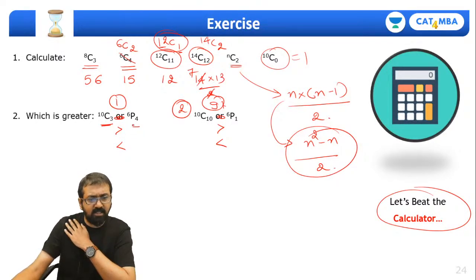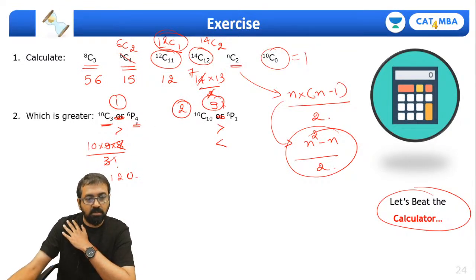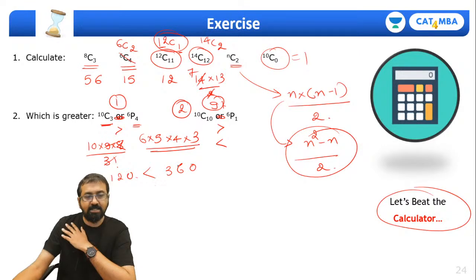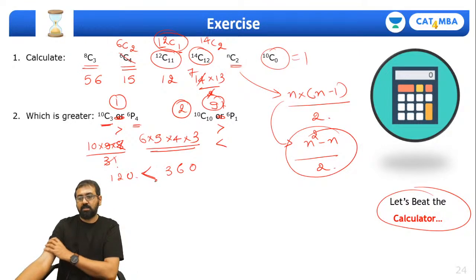10C3, is it greater than 6P4? What is 10C3, guys? It's 10 into 9 into 8 divided by 3 factorial. So this will come out to be 120. Isn't that? This is 120. And 6P4 is 6 into 5 into 4 into 3. So definitely this is more. This is 6 5s are 30, 4s are 120, 3s are 360. So we'll have to put less than sign. This is how it is.